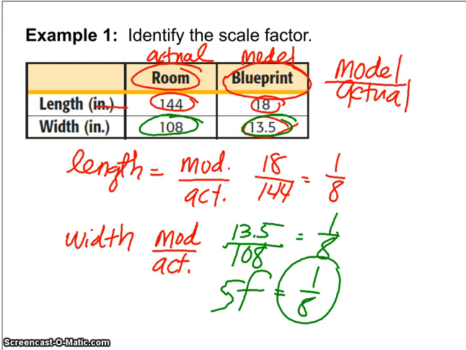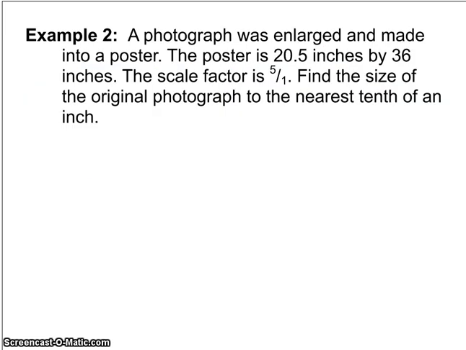It's always model over actual. Model over actual. Let's take a look at a story problem. A photograph was enlarged and made into a poster. The poster is 20.5 inches by 36 inches, and the scale factor is 5 to 1. Find the size of the original photograph to the nearest tenth of an inch.